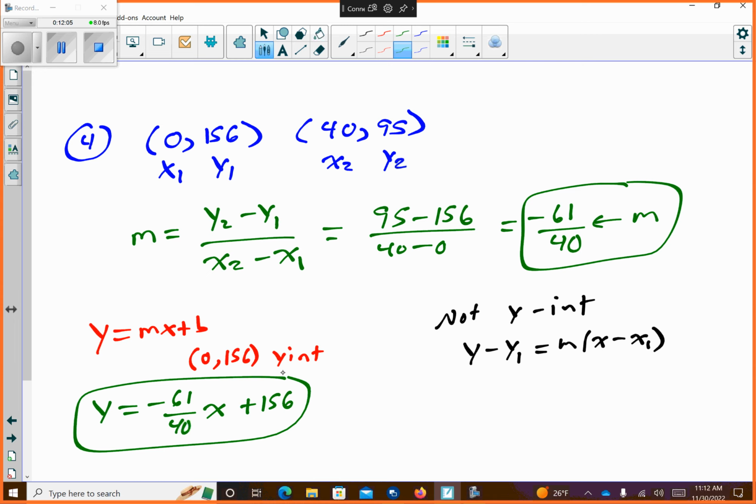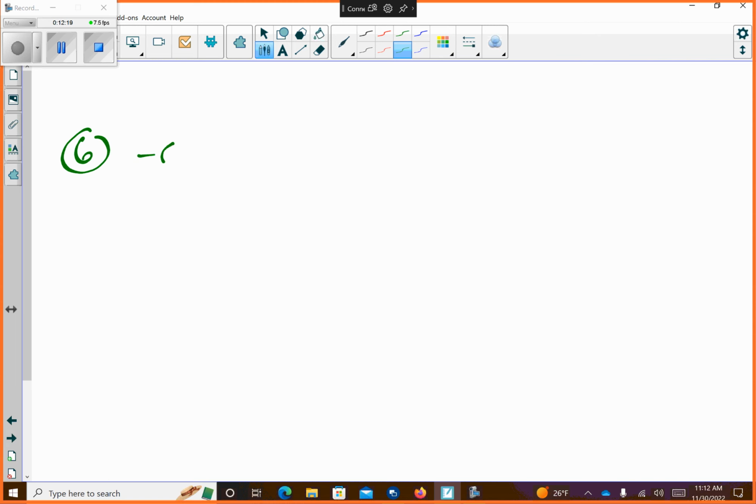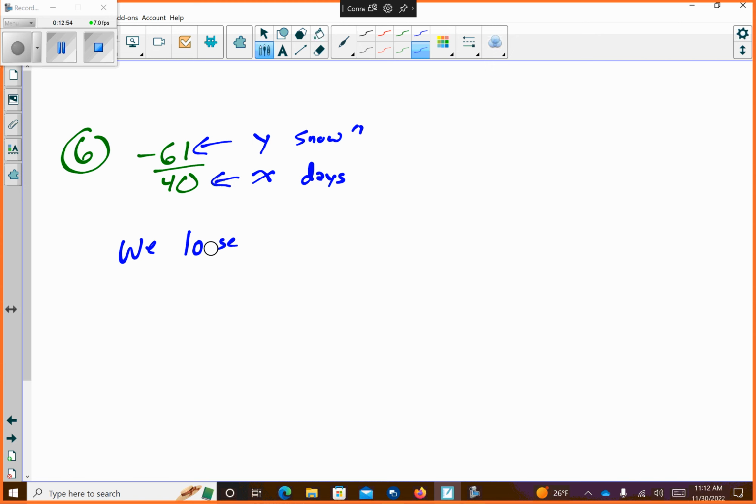Then number six says, what is the slope? What did I have for the slope? Negative 61 over 40. So let's make sure we understand. Is the top the x or the y value? The y. Is the bottom the x or the y value? X. Okay. So remember the y value is the snow in inches, and the x value is the time in days. So we lose 61 inches of snow every 40 days.